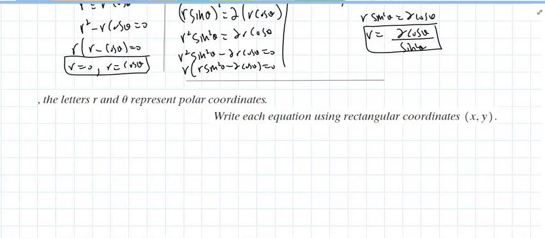Sorry guys, somehow it's stuck on the last problem. There are 3 problems to go. That's okay, we'll make another video.